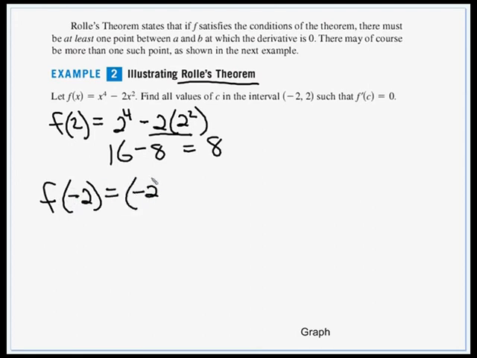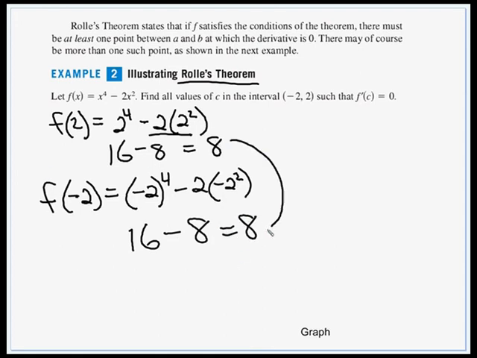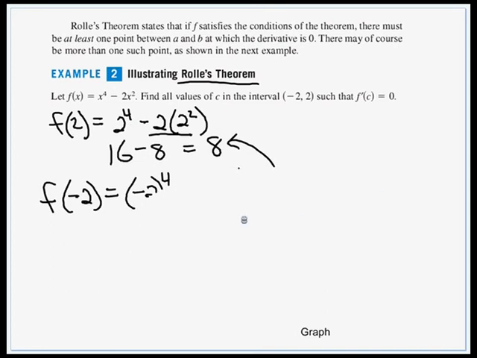We're going to have -2 to the 4th power minus 2 times -2 squared. Well, -2 to the 4th is the same as 2 to the 4th. The even exponent will take care of any negative sign. So that is also 16. -2 squared is 4 times that 2 out front is a minus 8. 16 minus 8 is also 8. So f of a is equal to f of b. The initial condition of Rolle's theorem has been met.